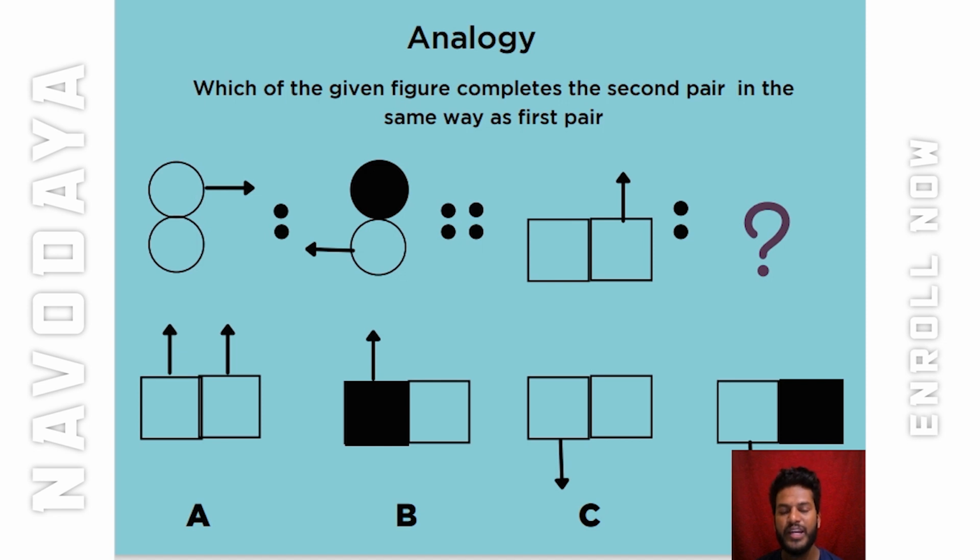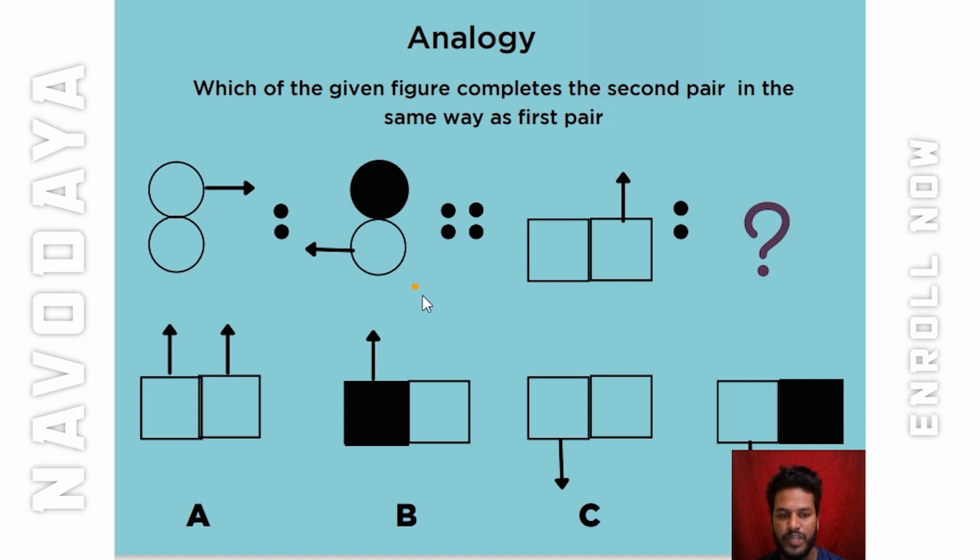Here, you need to first identify what type of question it is. See the pattern. I'll read out the question: Which of the given figures completes the second pair in the same way as the first pair? It's simple to understand. Analogy means you need to analyze the pattern. Observe this first pair: we have two circles, top and bottom, which are connected, and you can see the arrow towards the right side.